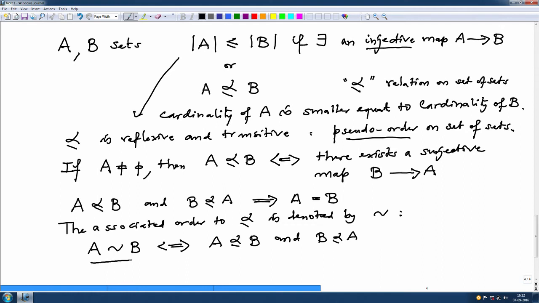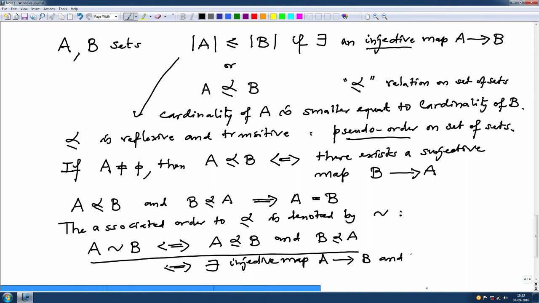So this is our relation now. In other words, let us spell out what it means. A tilde B if and only if there is an injective map from A to B and also there is an injective map from B to A. So this is if and only if there exists an injective map from A to B, this was the definition of script less equal to, and there exists an injective map from B to A. Then we will call them A tilde B.